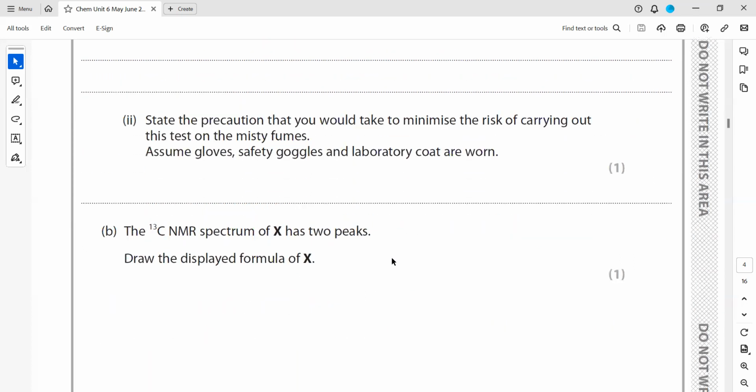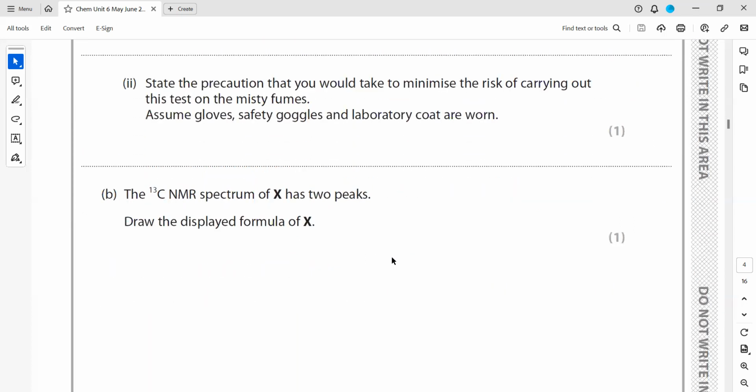X is acyl chloride. State the precaution that you would take to minimize the risk of carrying out this test on the misty fumes. Assume gloves, safety goggles, and lab coat were worn. Because HCl is a toxic and corrosive gas, we should always use a fume cupboard, or a fume hood can also be used. Whenever toxic gases are there, we should always use the fume cupboard.